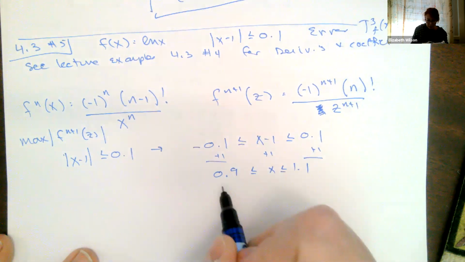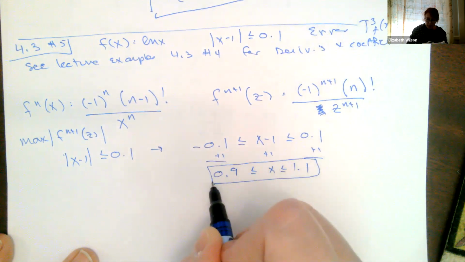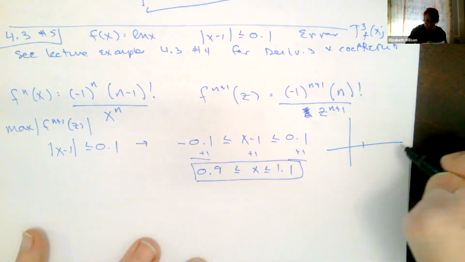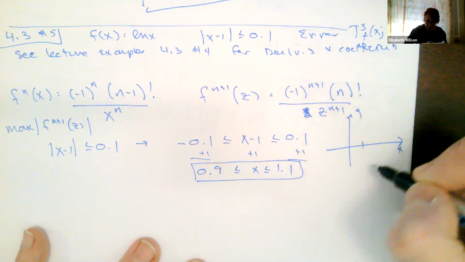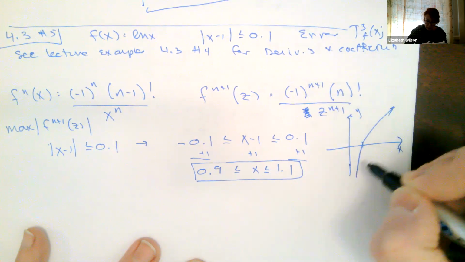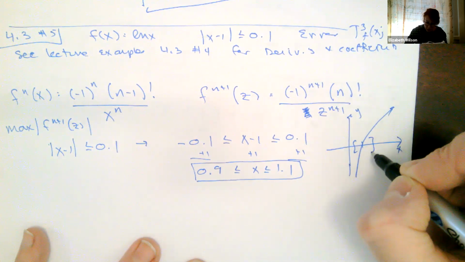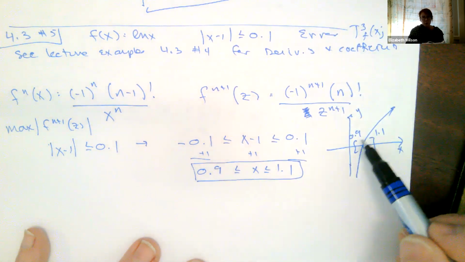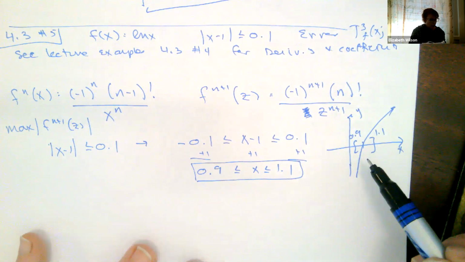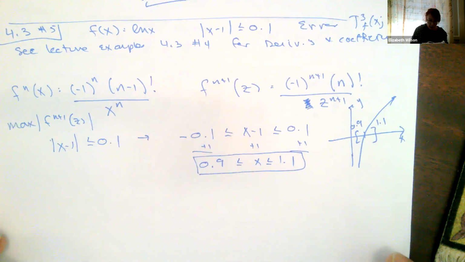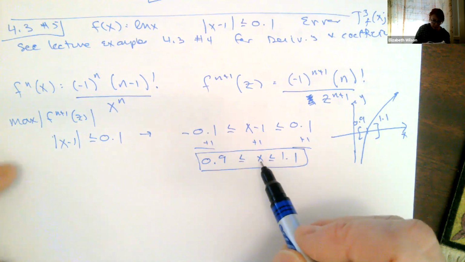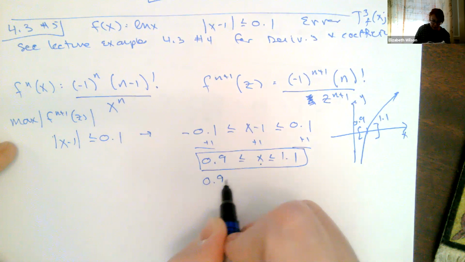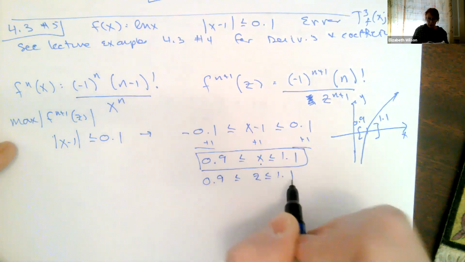So my x is between 0.9 and 1.1. All that means is, remember our ln function, right? This is my x-axis, this is my y. My ln function crosses at x equals 1, and I'm going to look at a really narrow window right around that. So I'm looking at numbers between 0.9 and 1.1. That's what I need to think about. So now, when I go to do the f of z, I'm going to substitute and say 0.9 is less than z, which is less than 1.1.